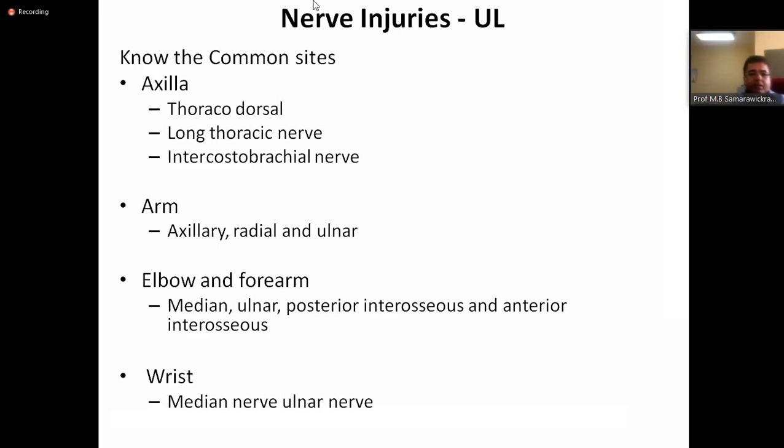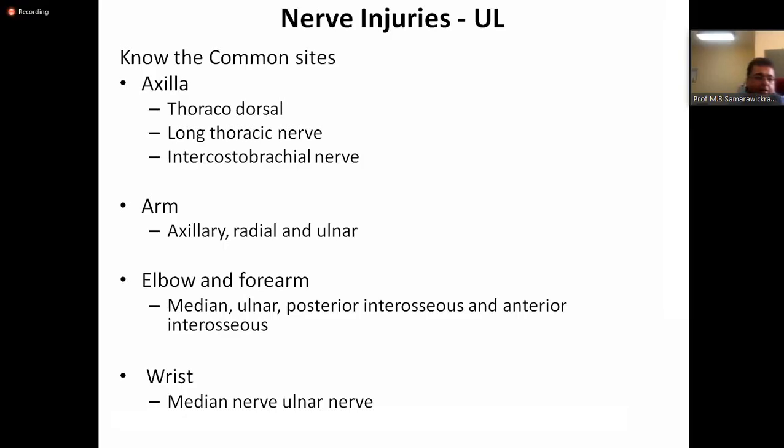So how to test thoracodorsal nerve? You test the function of latissimus dorsi muscle. Paralysis of long thoracic nerve causes winging of the scapula; intercostobrachial nerve damage causes subsensation of the area supplied. Then axillary nerve, radial nerve, and ulnar nerve are damaged in the arm. You know, axillary nerve damage at the surgical neck, radial nerve at the spiral groove, and the ulnar nerve behind the medial epicondyle.